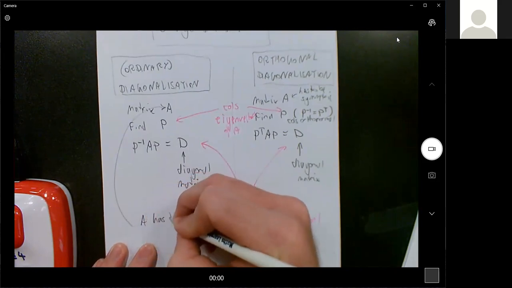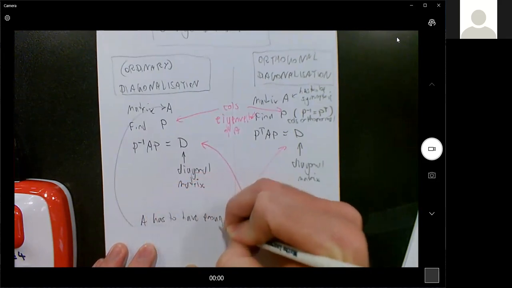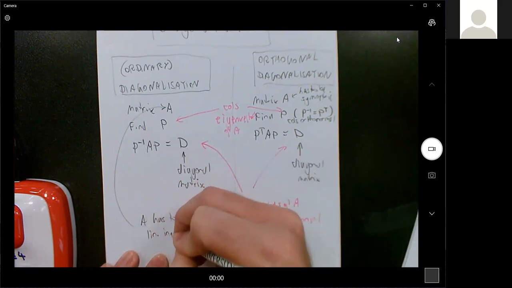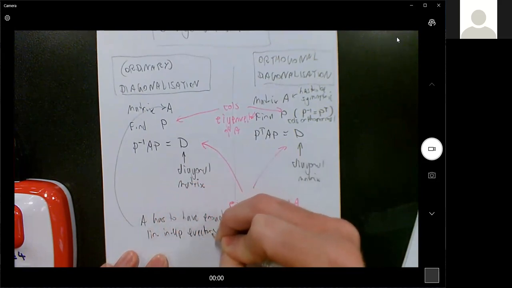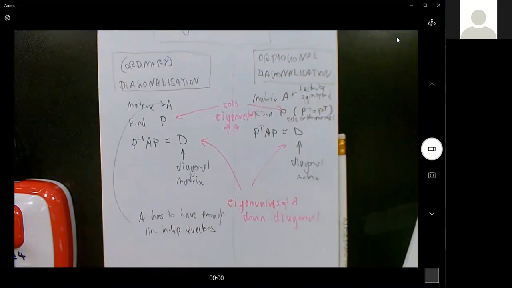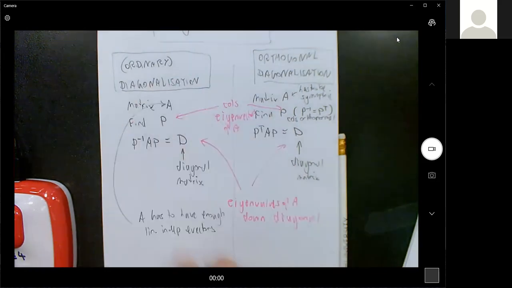So A has to have enough linearly independent eigenvectors, where enough means an entire matrix worth. So there are lots of diagonalizable matrices. I mean, if you pick a random matrix, the chances of it being diagonalizable are actually quite high. If you pick a random matrix, really unlikely for it to be symmetric. Yeah. So there you go. And all symmetric matrices, in fact, are orthogonally diagonalizable. That's great.